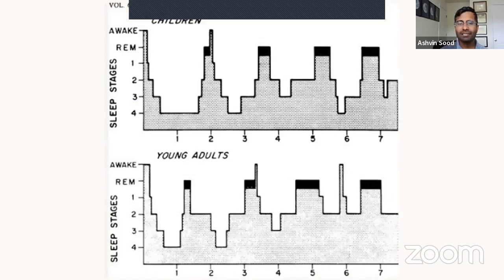When we look at the sleep hypnogram, right, and when we look at the stages 1 through 3, a hypnogram comparing children and young adults, you can see that deep sleep occurs more often in children, but less in young adults, and the proportion of lighter sleep is greater in young adults. So it's just highlighting again and again how sleep changes.